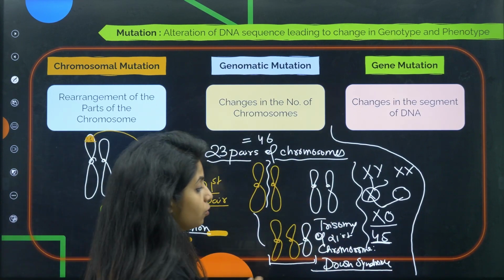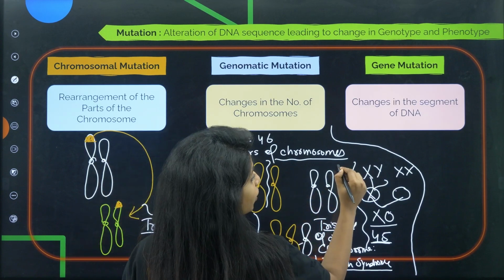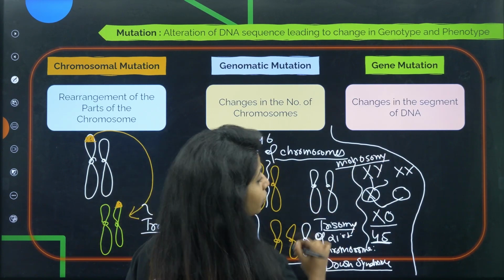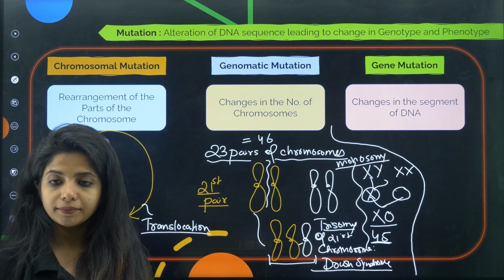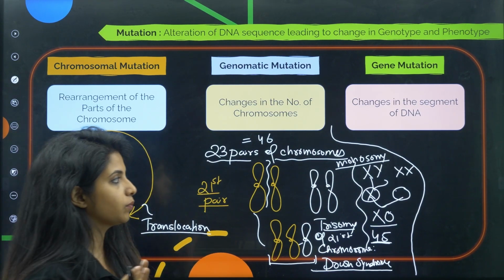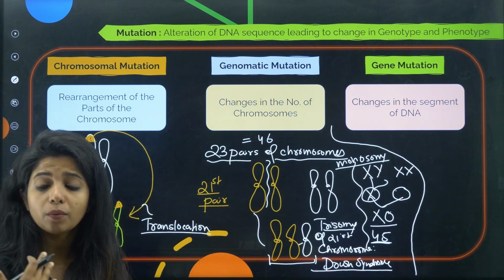This is known as Turner syndrome, and this condition, as I said, this is trisomy where you have 3 chromosomes, whereas when you have just one, you call it monosomy. What do you call it, children? You call it monosomy. I hope you are very clear with this. This is a very important thing. So over here you see that these types of mutations occur because of changes in the number of chromosomes.